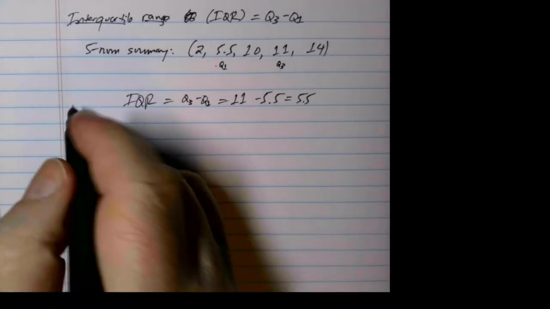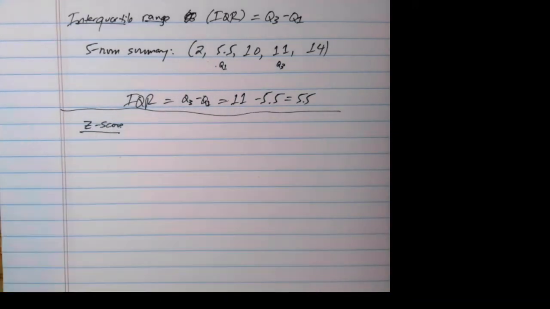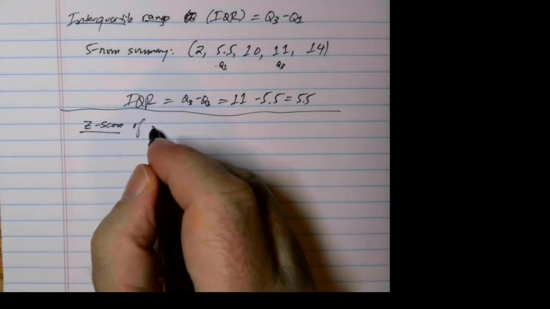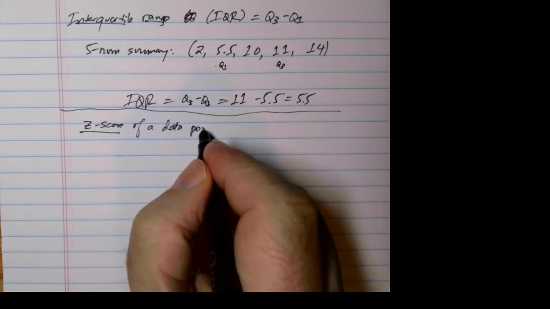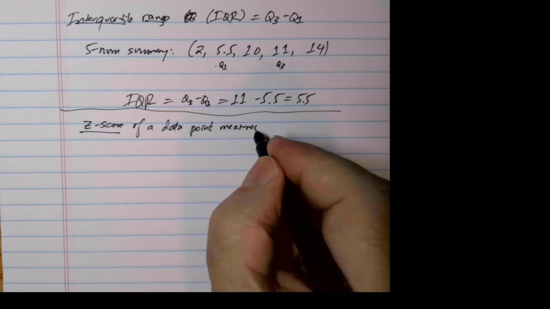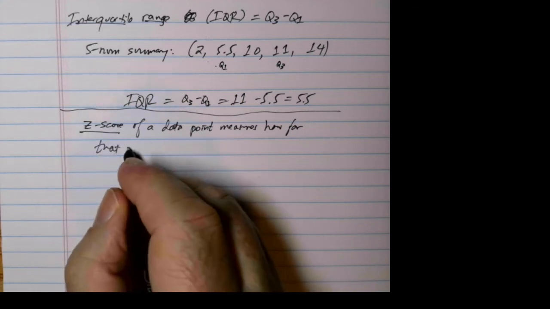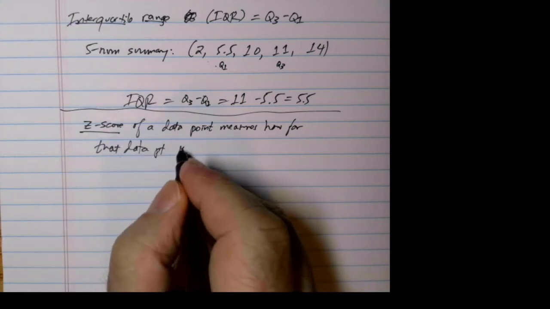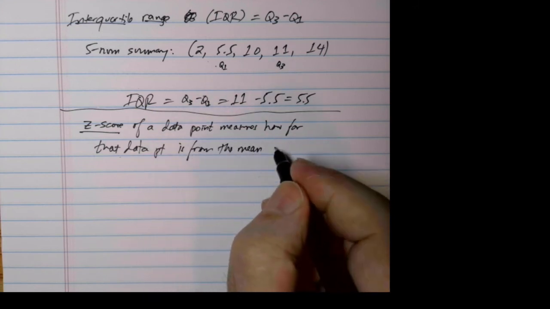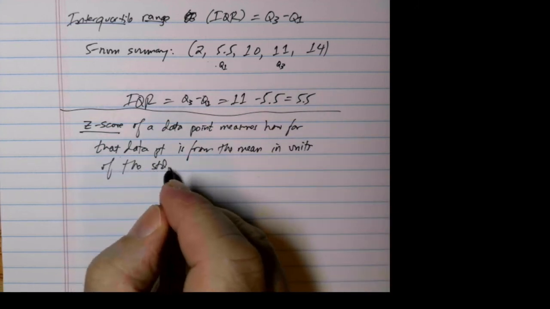Okay, one more little topic in here, and that is the z-score. The z-score of a data point, right, this is for numerical data, the z-score of a data point measures how far that data point is from the mean in units of the standard deviation.